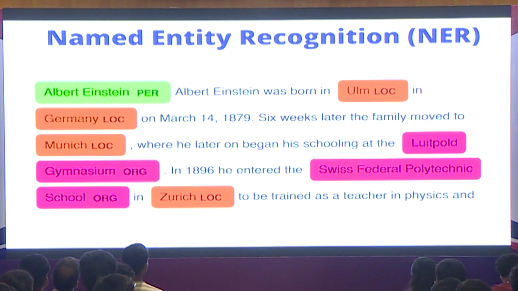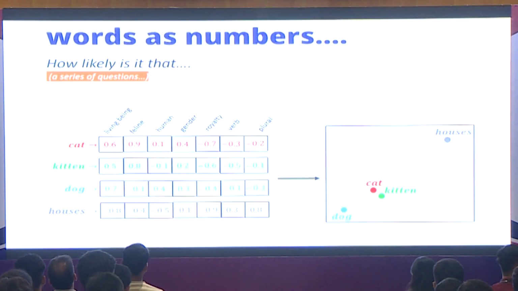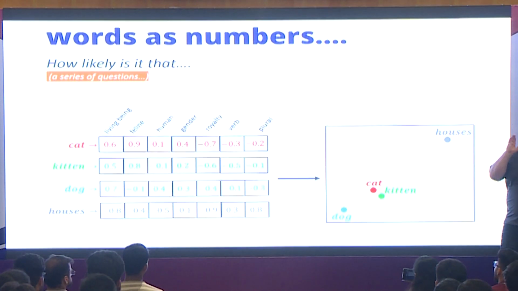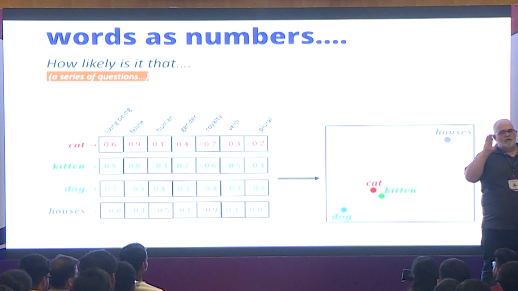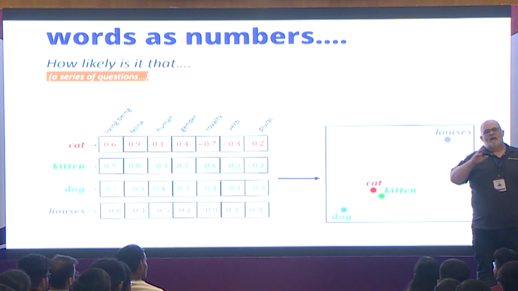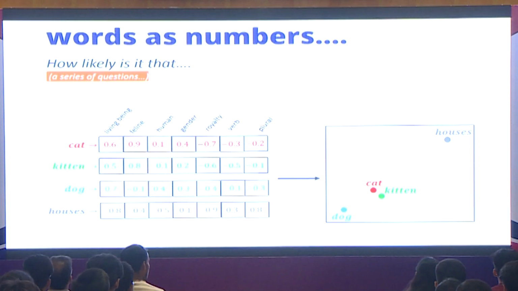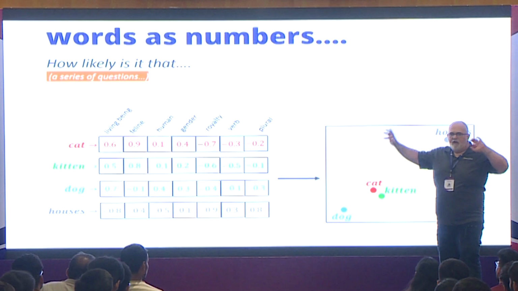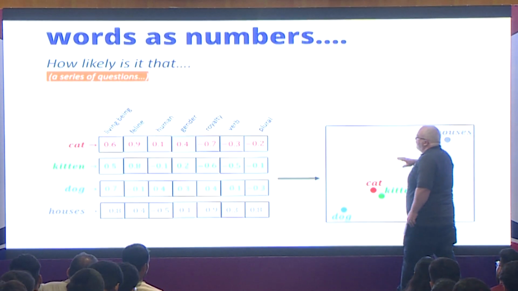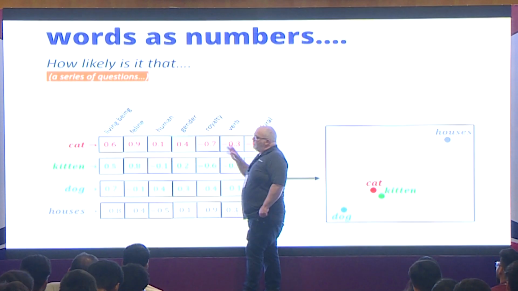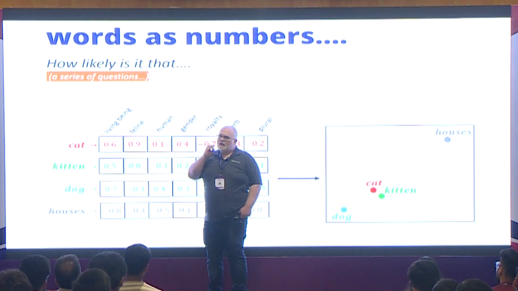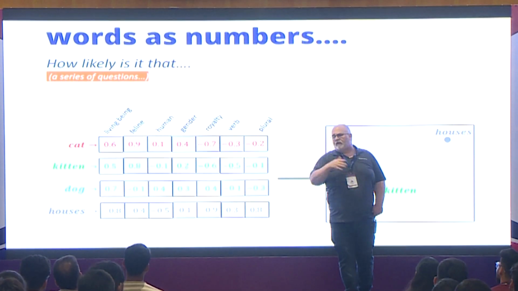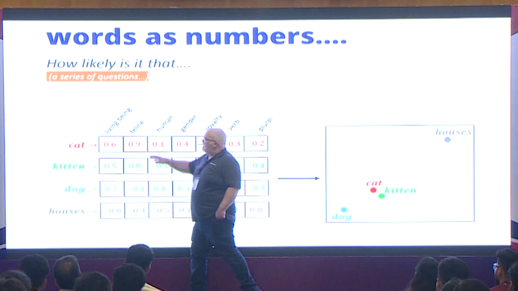So recognizing parts of speech is the key to getting information out. This is the same thing here in a bigger version. Now, words as numbers. This is back to chicken is to puppy as toothbrush is to something. How likely is it that it is one thing or another? How close are we? The way we do this is we ask a series of questions and put the answers into a vector, which is just an array of numbers.